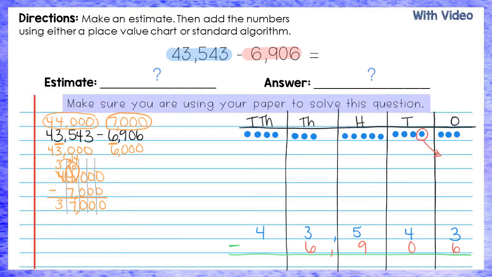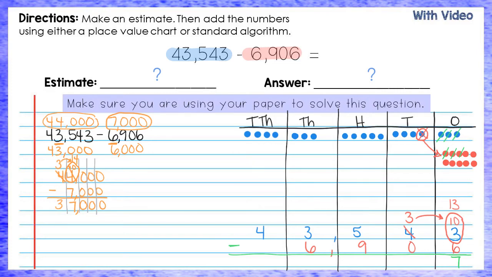1 ten is the same as 10 ones. 1, 2, 3, 4, 5, 6, 7, 8, 9, 10. So because we used 1 ten, now we only have 3 tens. But when we regrouped, we added 10 ones. So now there are 13. Now we can cross out 6. 1, 2, 3, 4, 5, 6. There are 1, 2, 3, 4, 5, 6, 7 left.